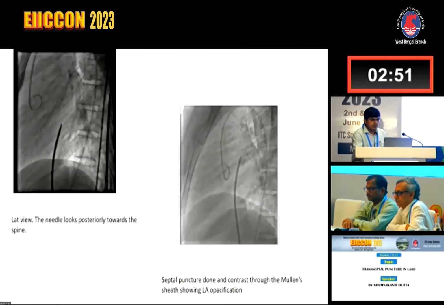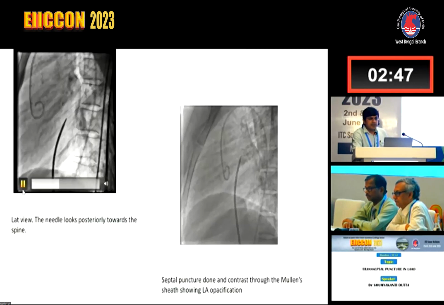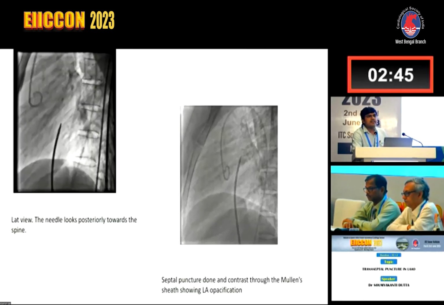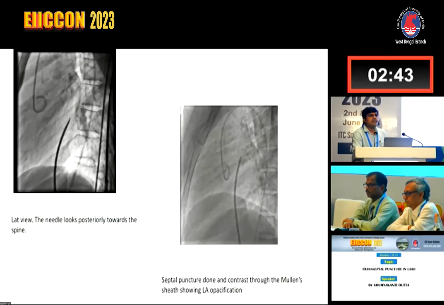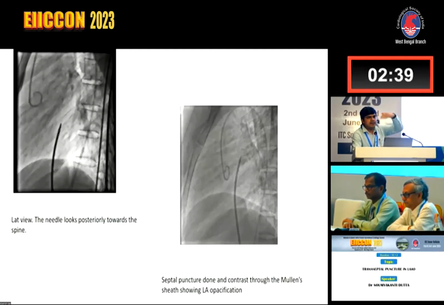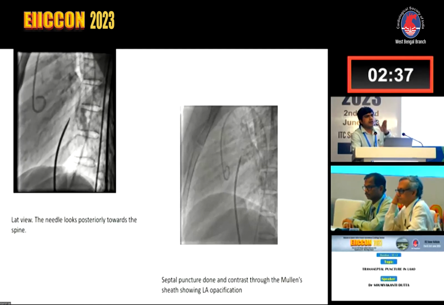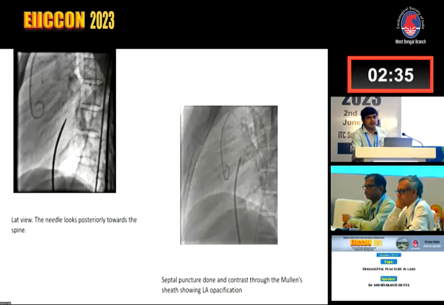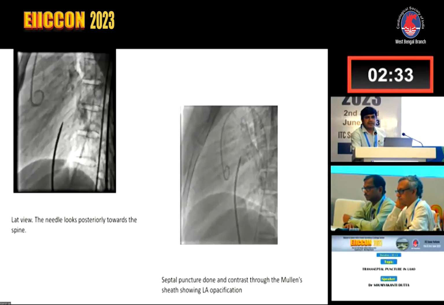After the puncture, generally the inferior and the posterior puncture is needed, because it is the straighter approach to reach the left atrial appendage. If we puncture higher, the sheath may be kinked. If we puncture lower, we may not reach the left atrial appendage properly. So the appropriate puncture is extremely important.